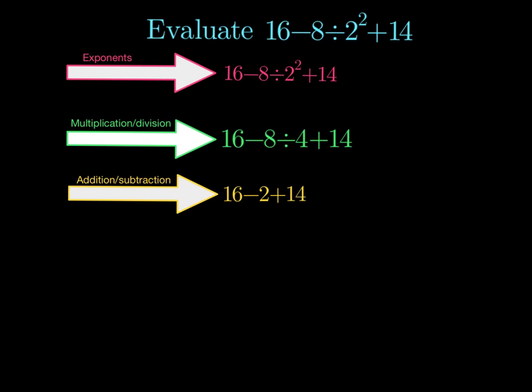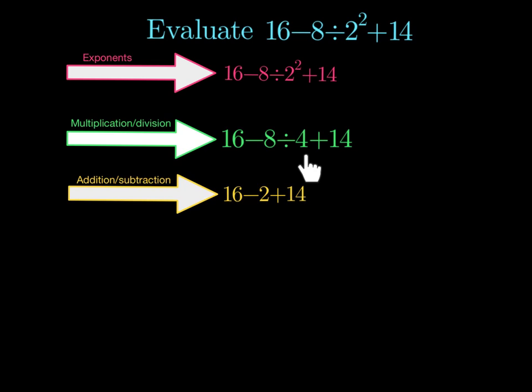In PEMDAS, the P stands for parentheses. So I look at my original expression here, and there are no parentheses, so I can just skip that P and I can go to E. And the E stood for exponents. And when I look at my expression, I do see that I have an exponent. It's 2 squared, so that has to be the very first thing that I do. You can see that here in pink. So I will do the exponent first, and I will evaluate that, and I will get 4. That's where the 4 in green comes from.